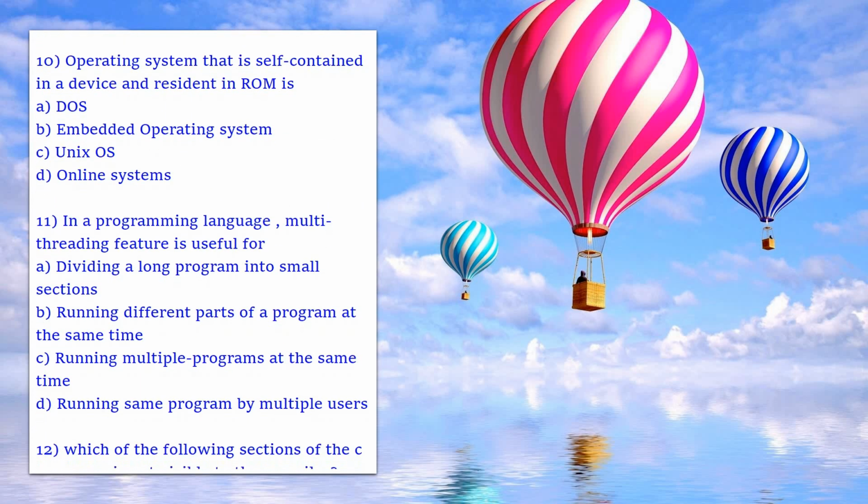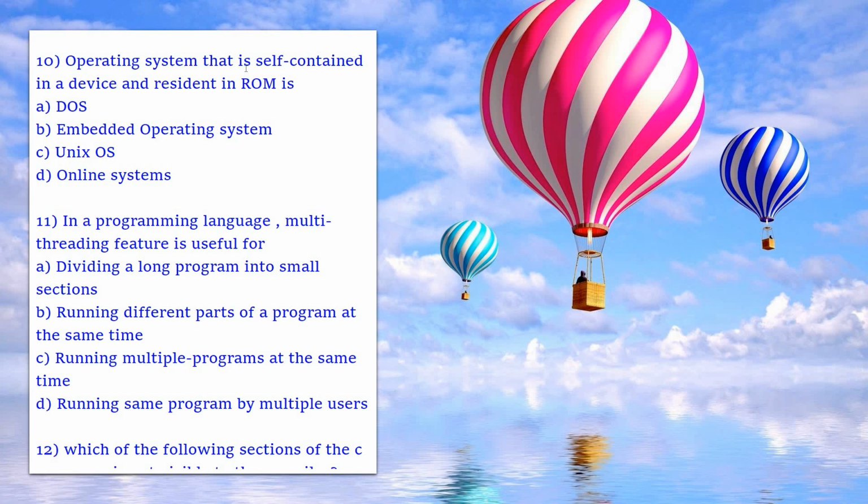Then similarly the 10th question: the operating system that is self-contained in a device and which is resident in ROM. Which is resident means which is embedded in the ROM. The options are DOS, embedded operating system, Unix operating system and online systems. Online system is irrelevant to this question. Then Unix operating system, there is no Unix operating system with respect to ROM. Then DOS, there are two options, DOS as well as embedded operating system.